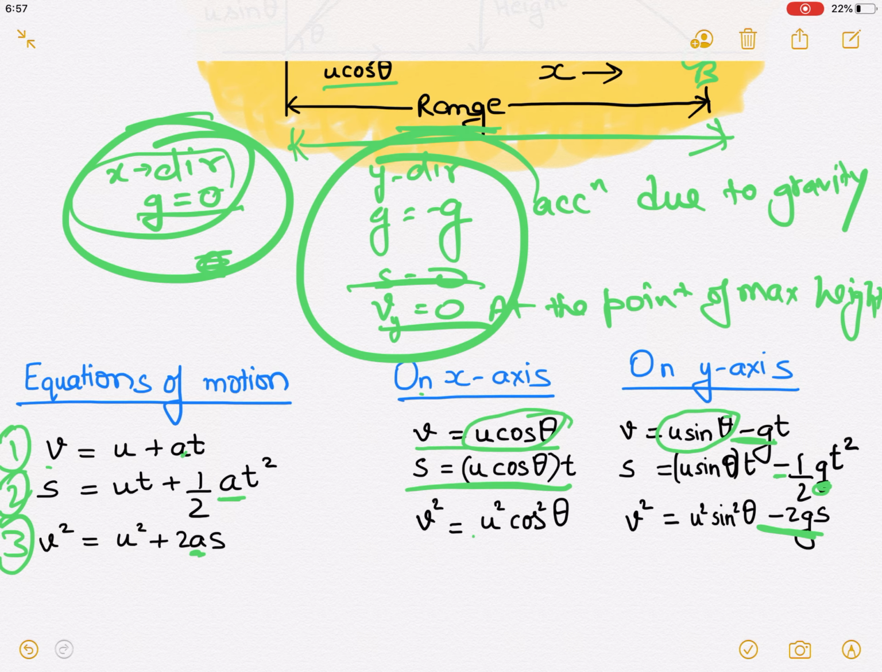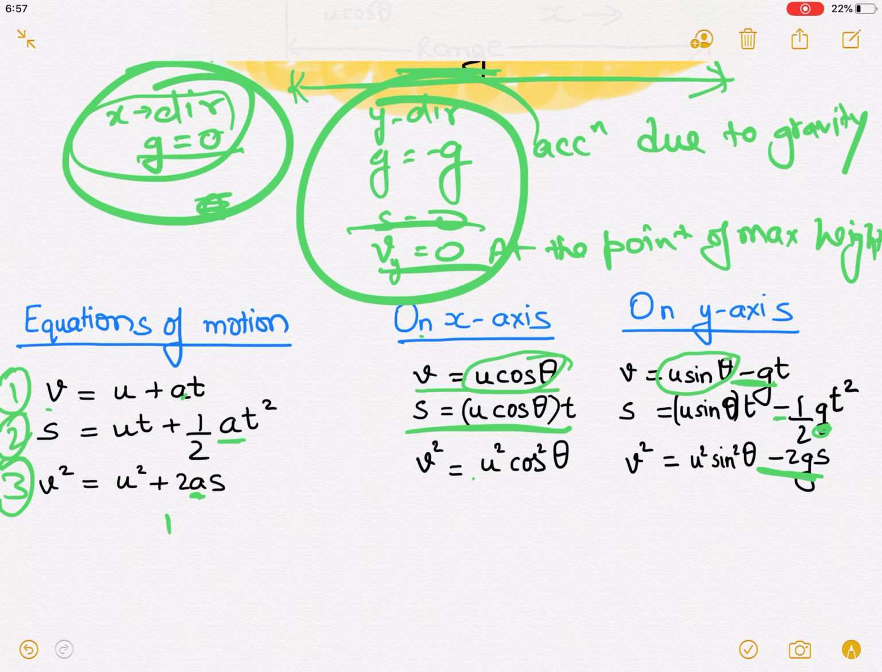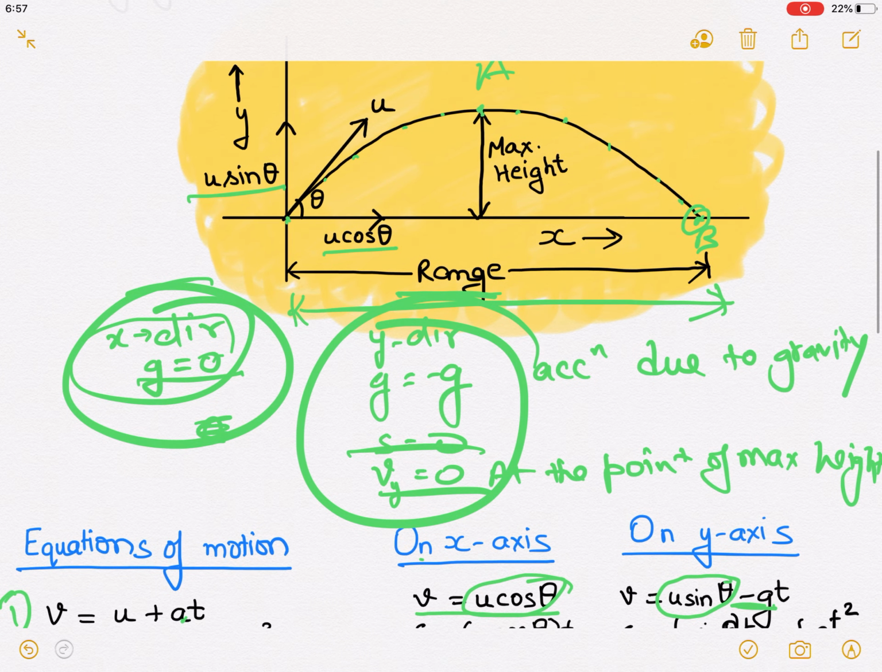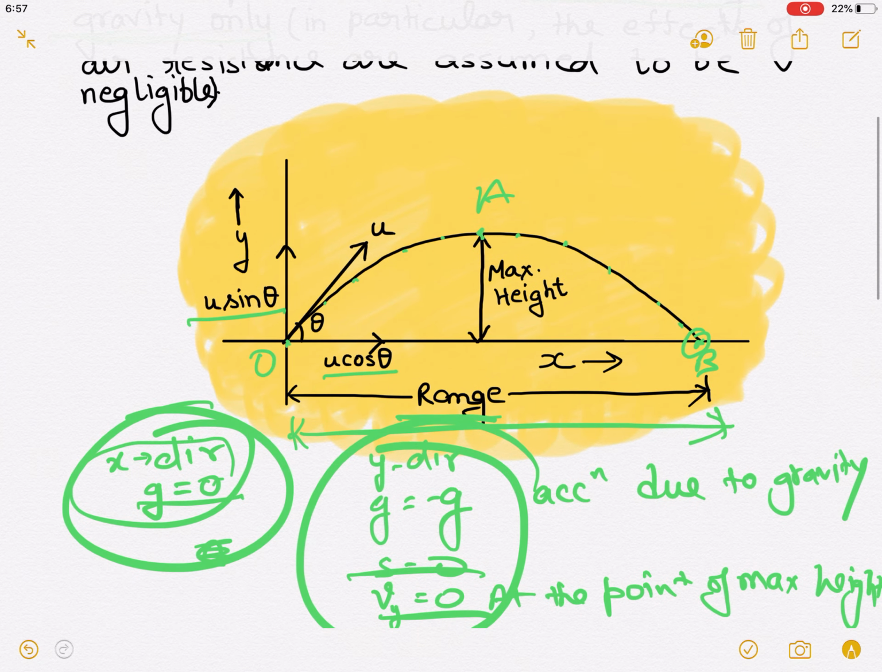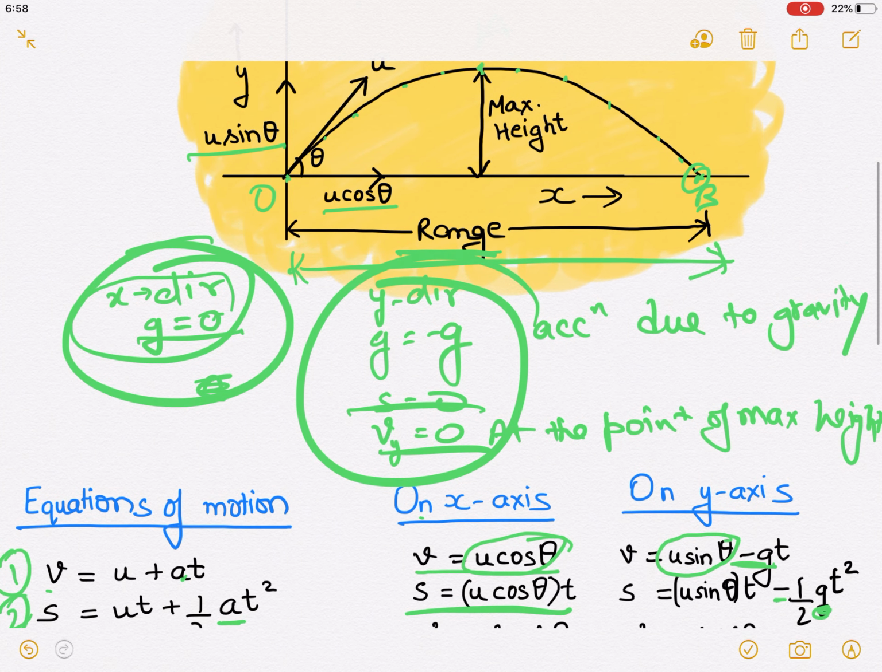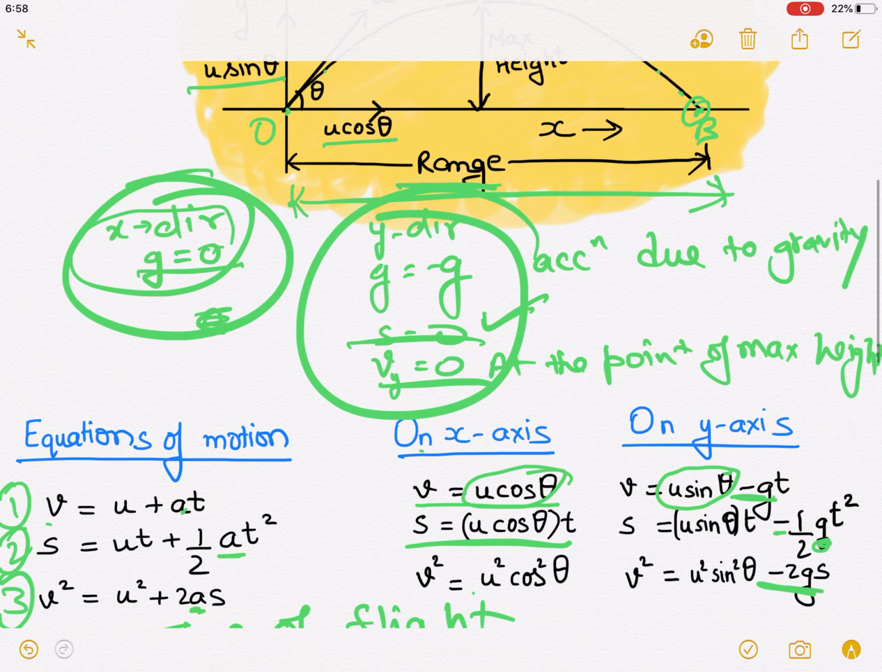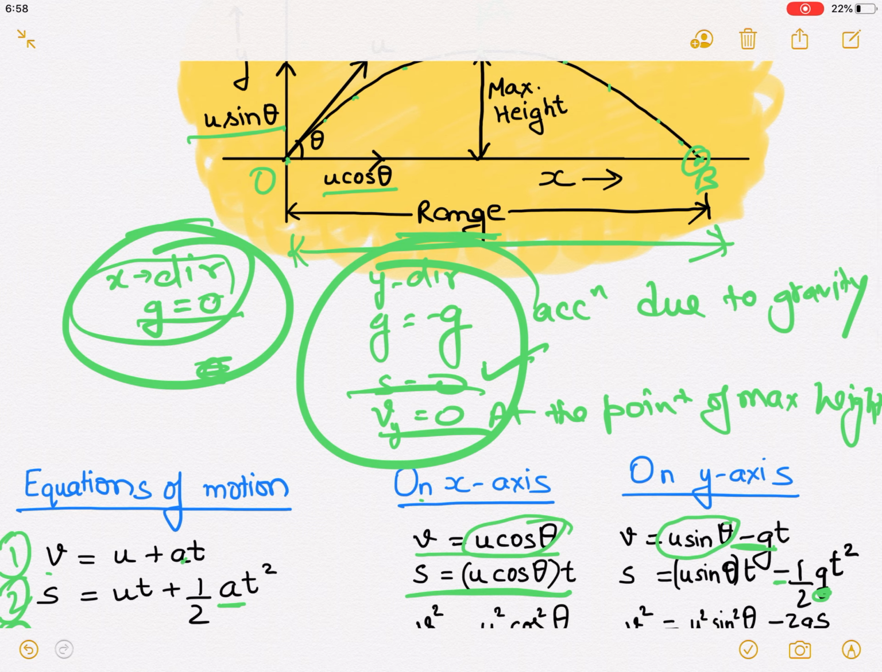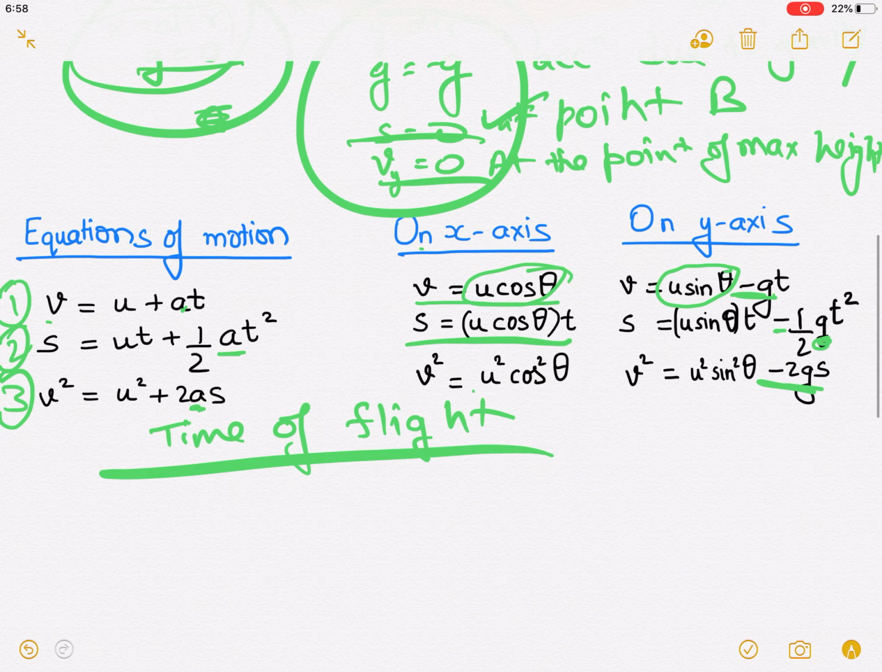Now we are going to derive the time of flight, that is, the time taken in covering the distance from O to B. The very important point that we are going to use here is that s equals 0 in the y direction at point B, and using this equation, s equals 0.